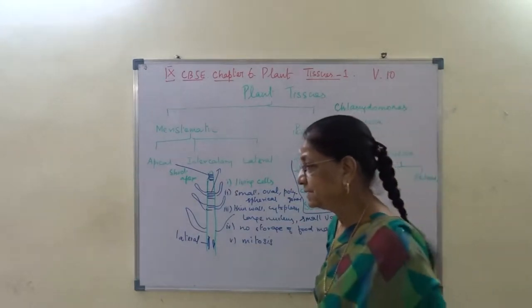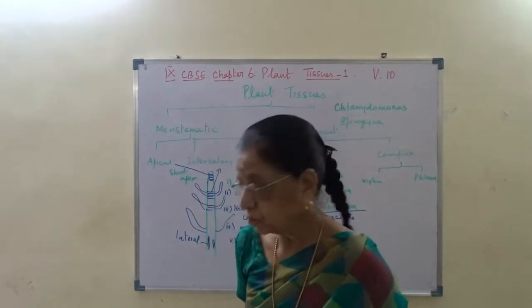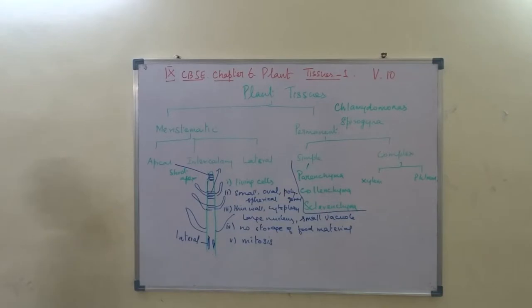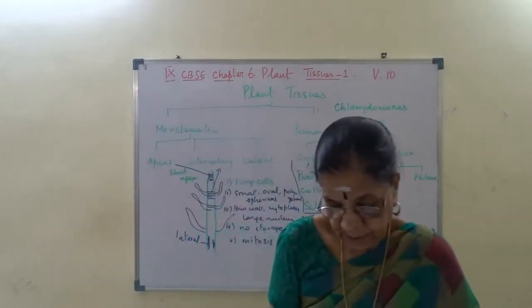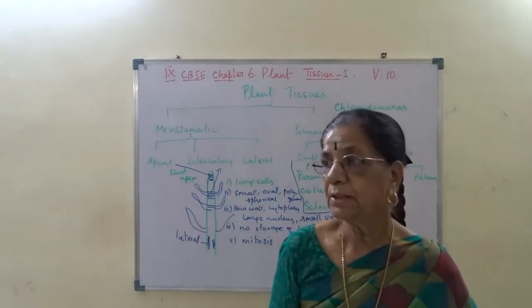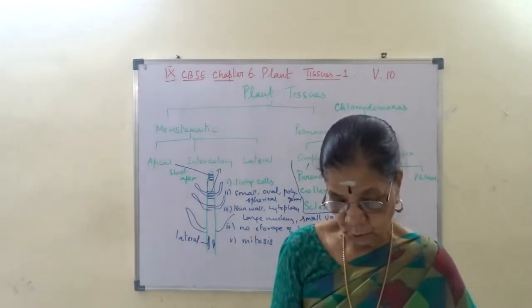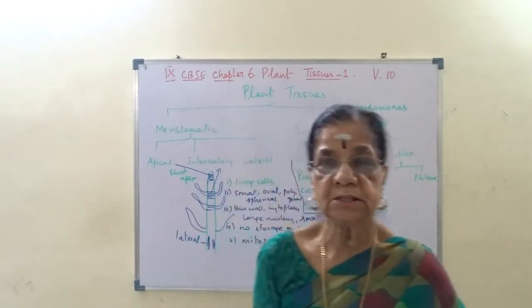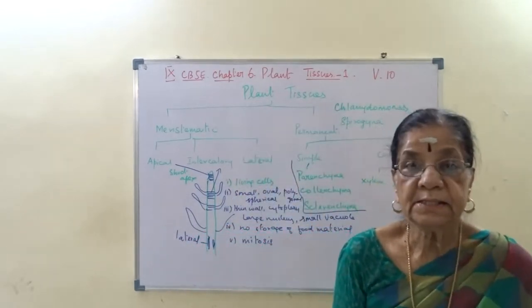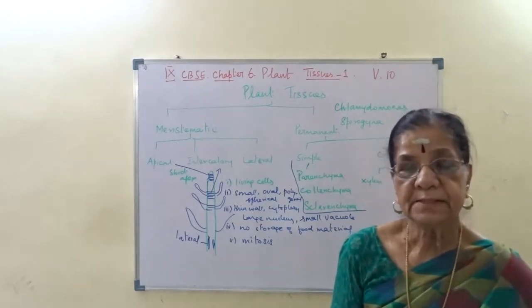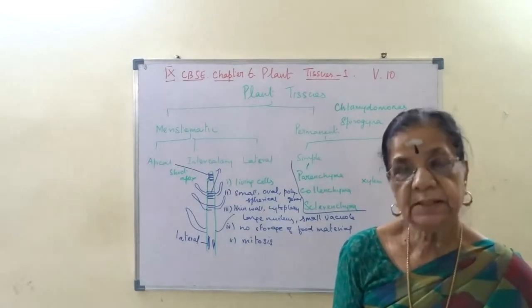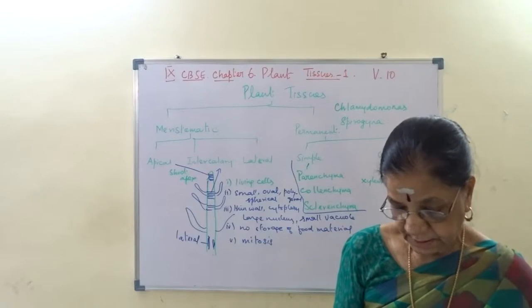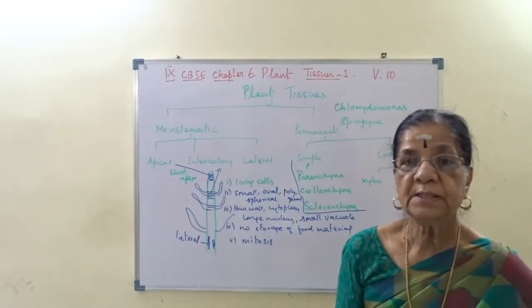Apical meristem will be present at the root tip and the shoot tip. In the shoot system, this apical meristem is found at the apex or growing points. Apex means tip. Apex or growing points of root and shoot, and it brings about an increase in length. Height of the plant is due to apical meristem. I hope you follow.